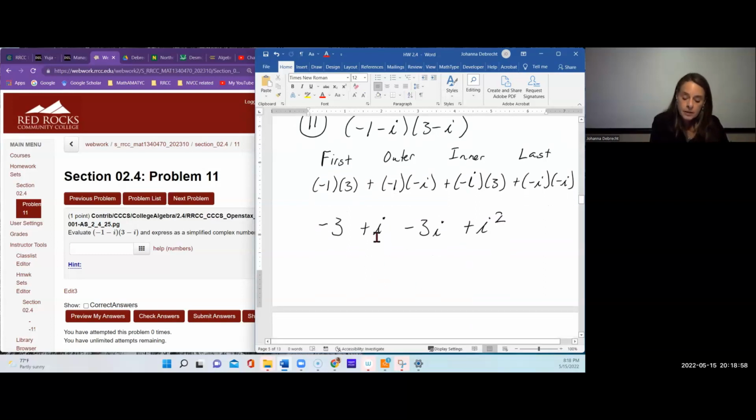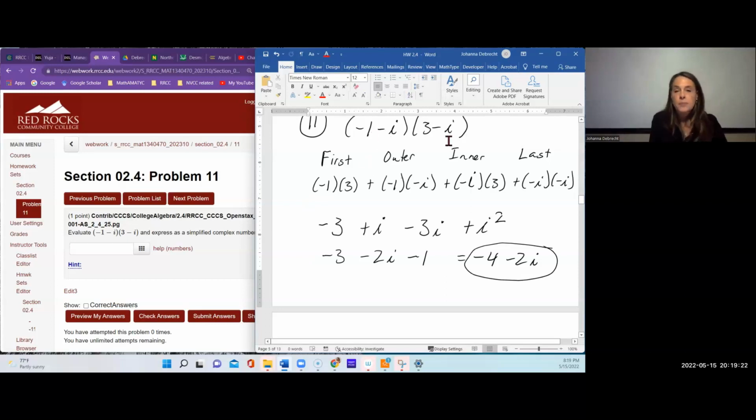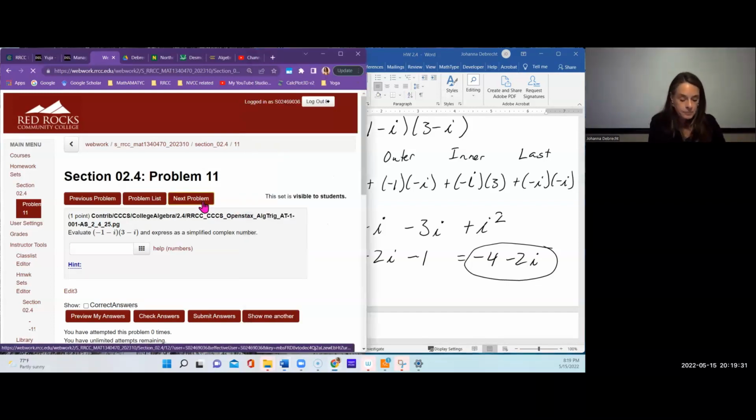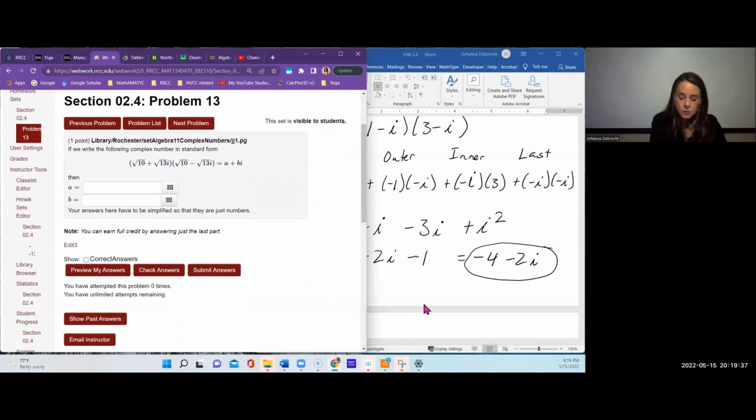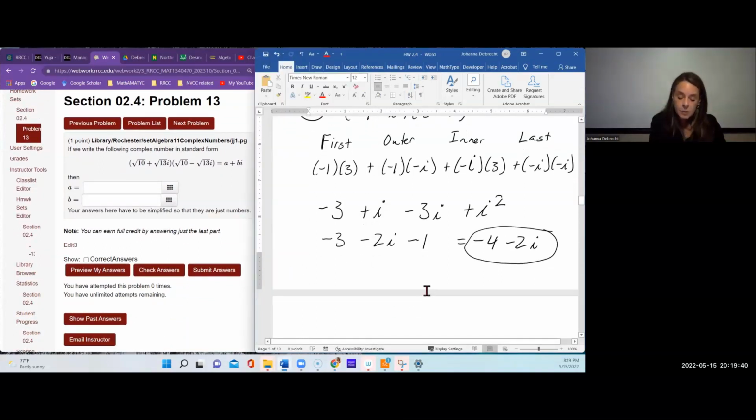Now we can combine the like terms of I minus 3I to get a -2I. And we can reinterpret I squared as a -1. That gives us two real parts, -3 minus 1, which becomes -4 minus 2I. Notice that the product of these two complex numbers is another complex number. Let's take a look at another problem similar to that one. Let's take a look at 13, which is a rather more difficult problem because it has radicals inside of it.